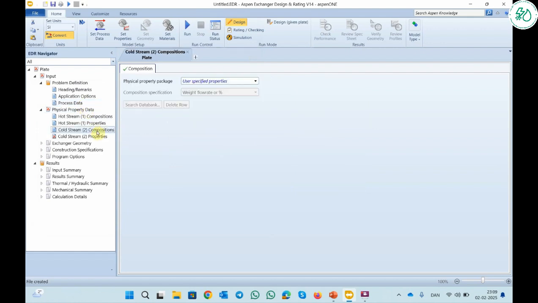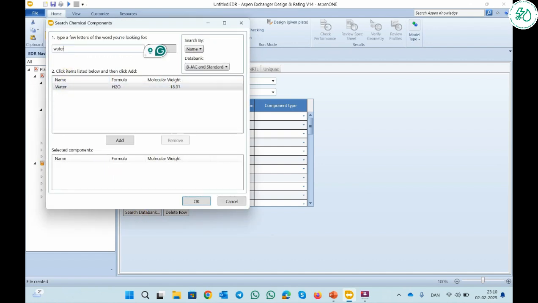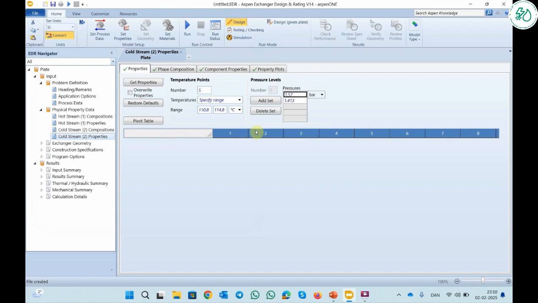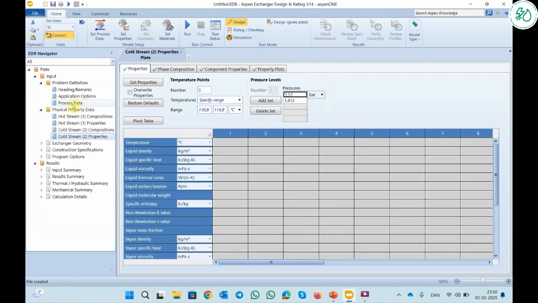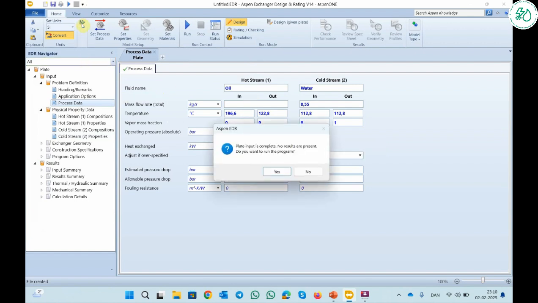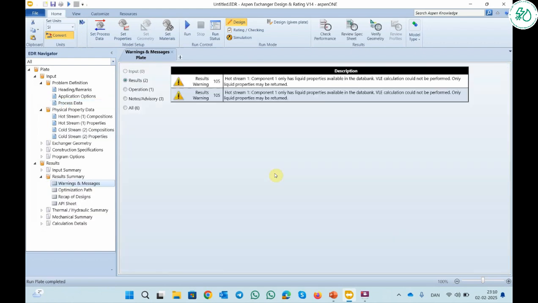Also, for the cold stream, first we should select the BJAC library and search in the database, and our fluid is water. We add water to the system. And the pressure is exactly equal to the pressure we input in process data. Everything is okay. Select next, and the program is run.